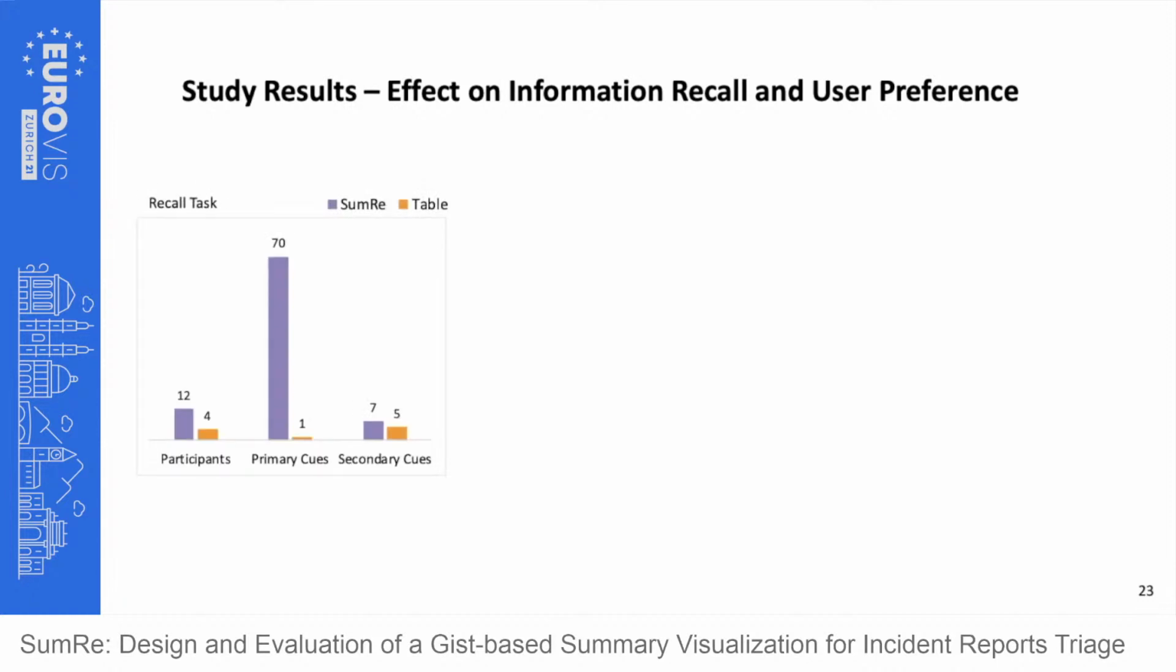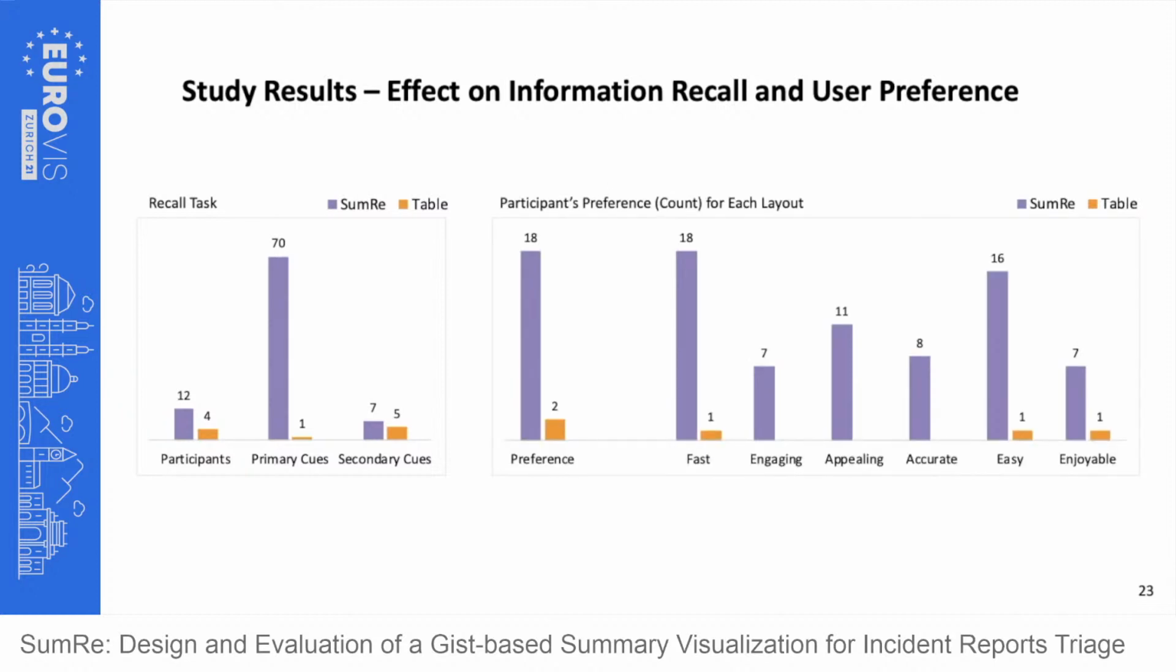For the recall task, we see that more participants were able to recall information with the visual layout as compared to the table. And the majority of this information was coming through the primary triage cues as compared to the secondary triage cues because primary cues were visually encoded and they were able to identify and remember that.